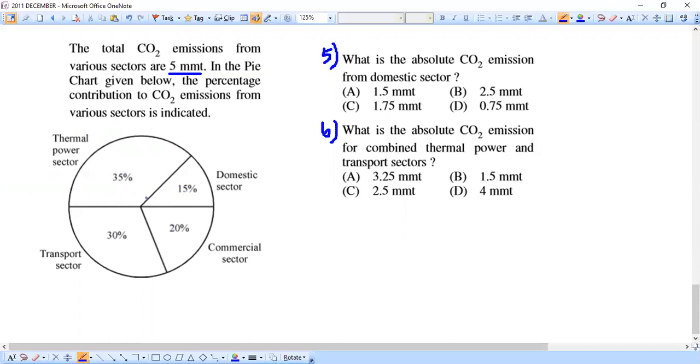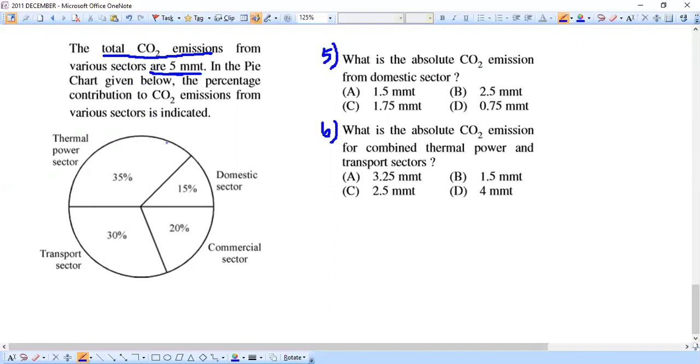So total 50 plus 50 is 100. Yeah, verified. So for each sector, we have different percentage values. And let's now come to the question. Also, one thing to be remembered is the total CO2 emission, which is also given. Total CO2 emission is 5 MMT.